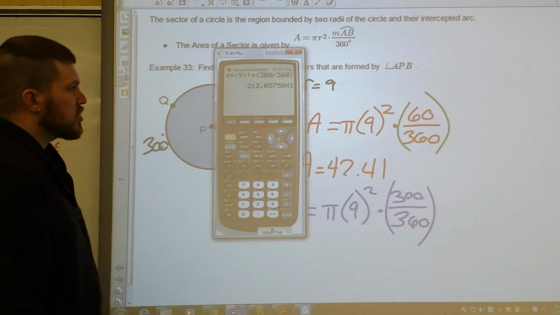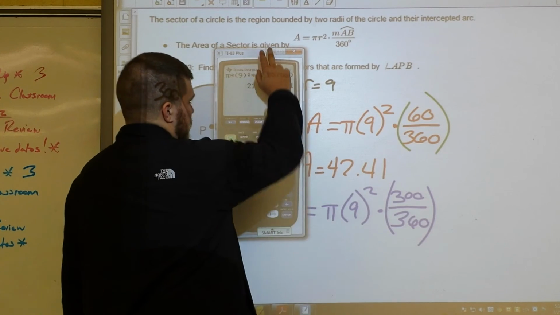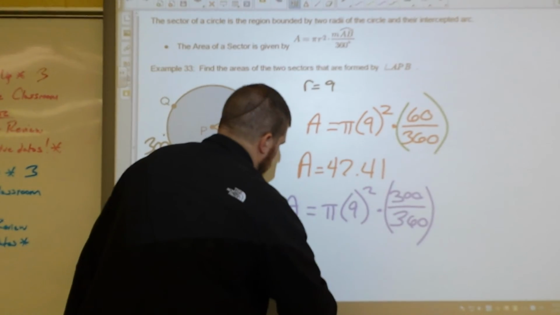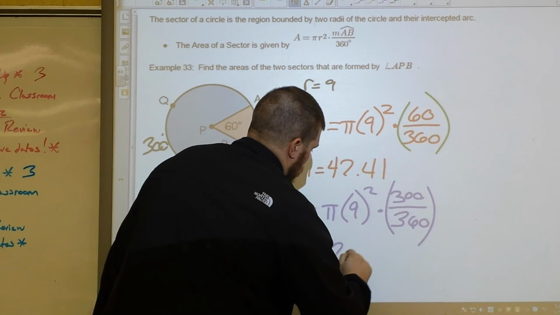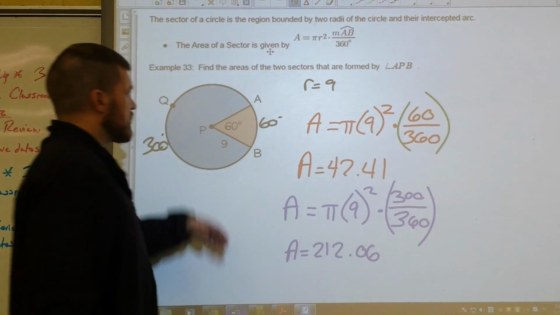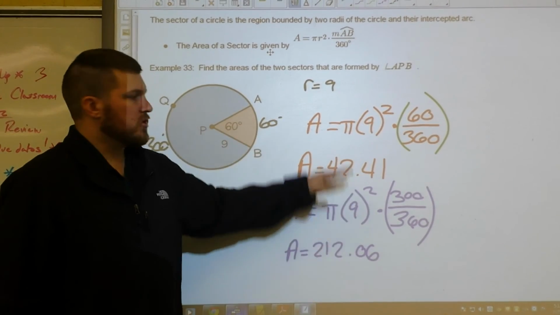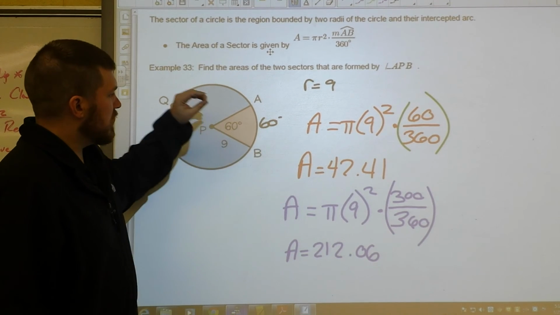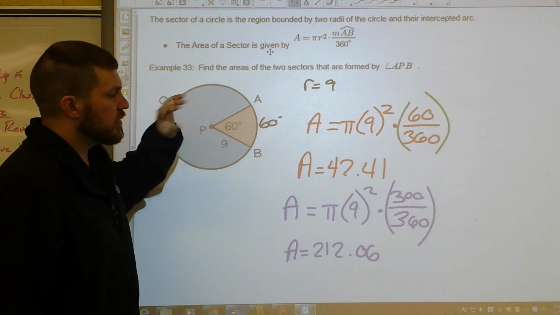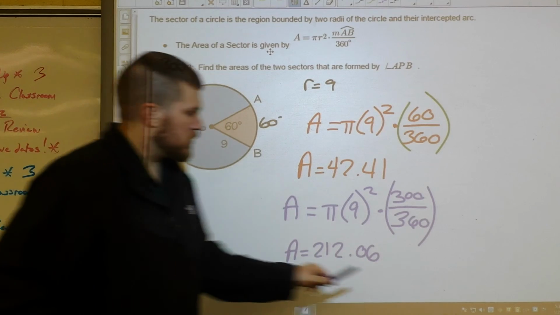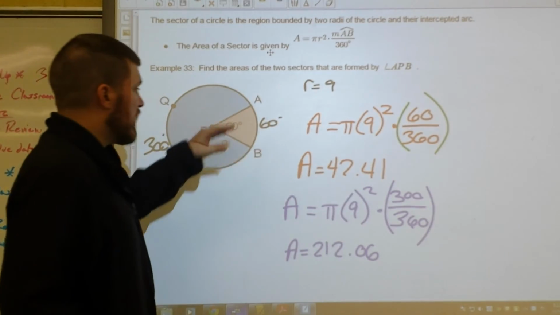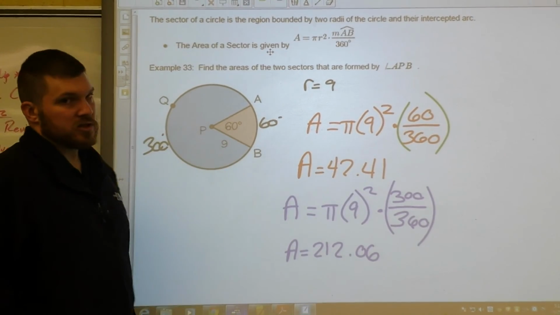I get 212.06 if I round. So obviously, this number is much bigger than this number, and that kind of makes sense because the blue sector is much bigger than the red sector. So all I did was plug in what I know. Obviously, you have to know the arcs to be able to use this formula.